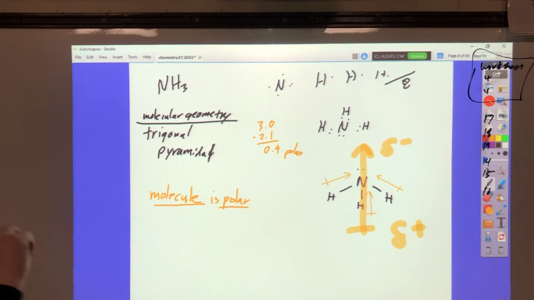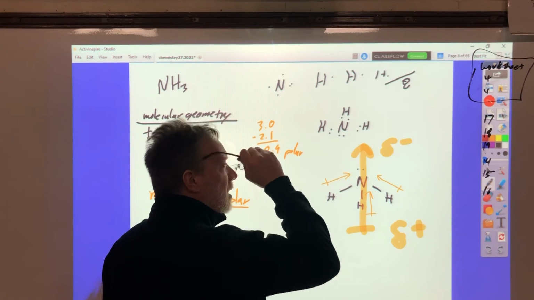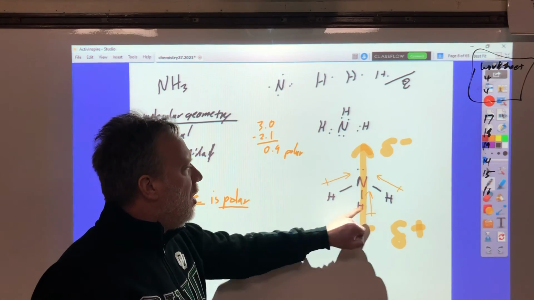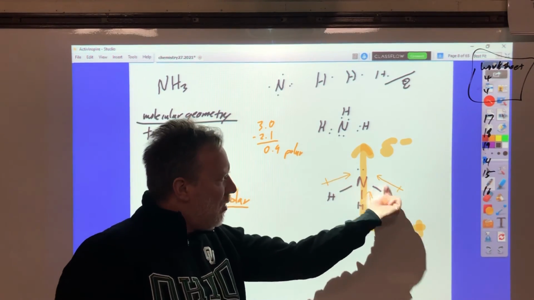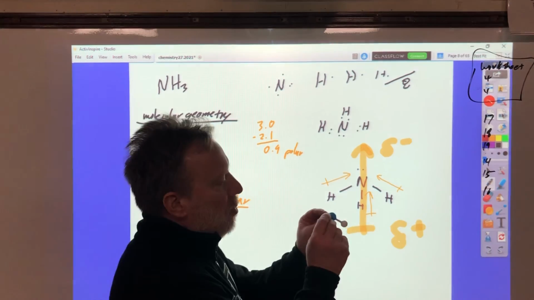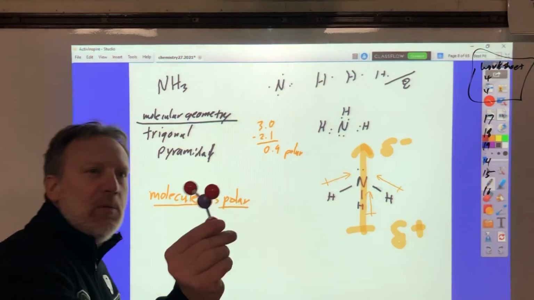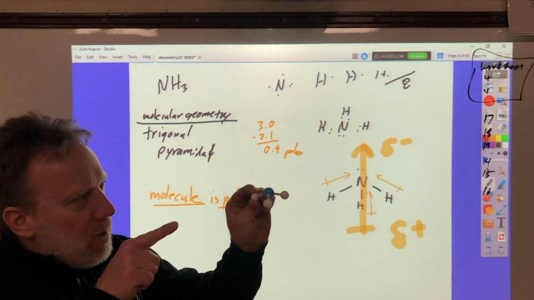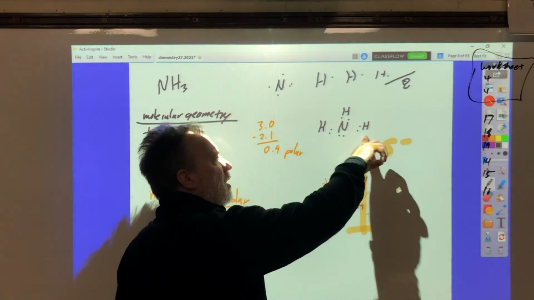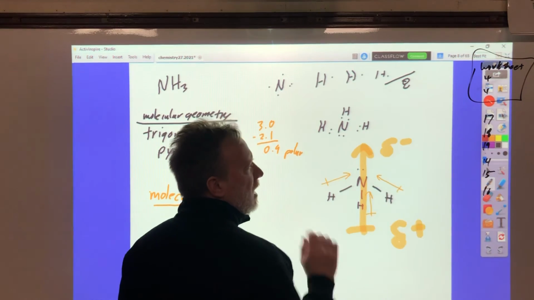Now, if you take that table and look up the periodic table of electronegativities, nitrogen's electronegativity is 3. Hydrogen is 2.1 apiece. So that bond's polar, that bond's polar, that bond's polar. Is the molecule polar? Yes. Because these aren't exactly across from one another like they are here in this planar one. They're at an angle. And those 3 angles add together to give you an overall polarity this way. So your molecule ends up with a positive side and a negative side.